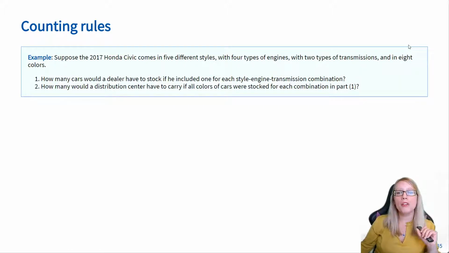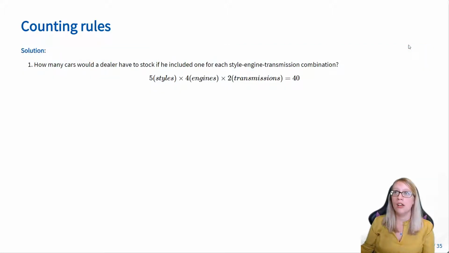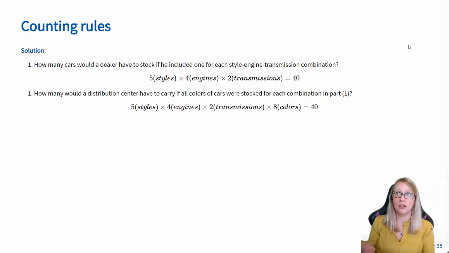So suppose we're looking at buying a new car, a 2017 Honda Civic. This comes in 5 different styles with 4 different types of engines, 2 different types of transmissions, and in 8 colors. So how many cars is a dealer going to have to stock if they want to include one for every style, engine, transmission combination? Well, we've got 5 styles times 4 engines times 2 transmissions, so we would need to have 40 cars in stock on the lot to meet all possible options.